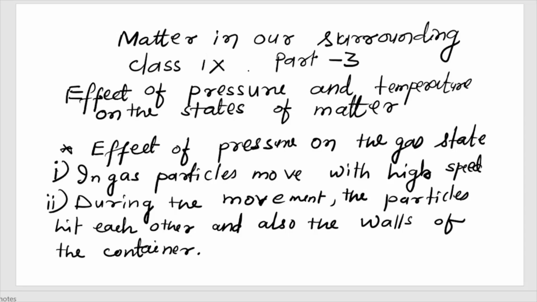It is part 3. In part 3 I want to explain the effect of pressure and temperature on the states of matter. In the previous video I told you there are 3 states of matter, that is solid, liquid and gas. So if solid, liquid or gas are there, then what happens with pressure and temperature?